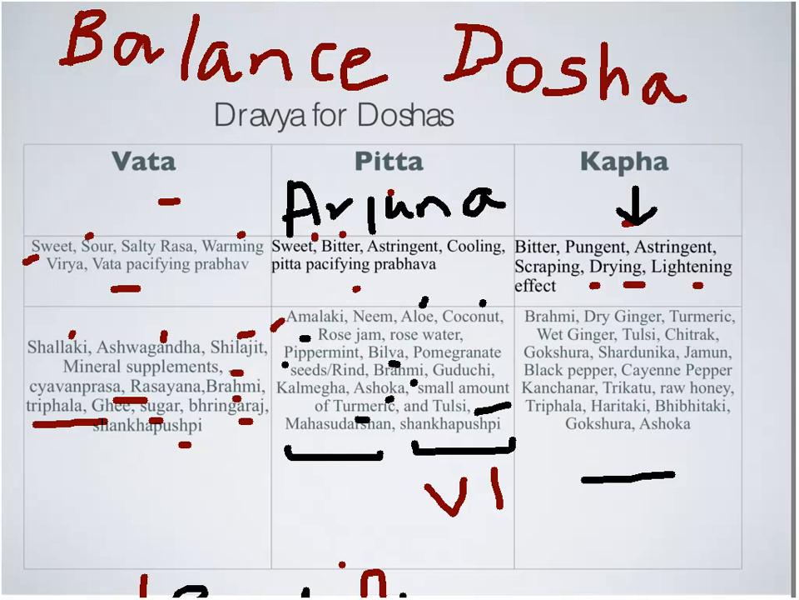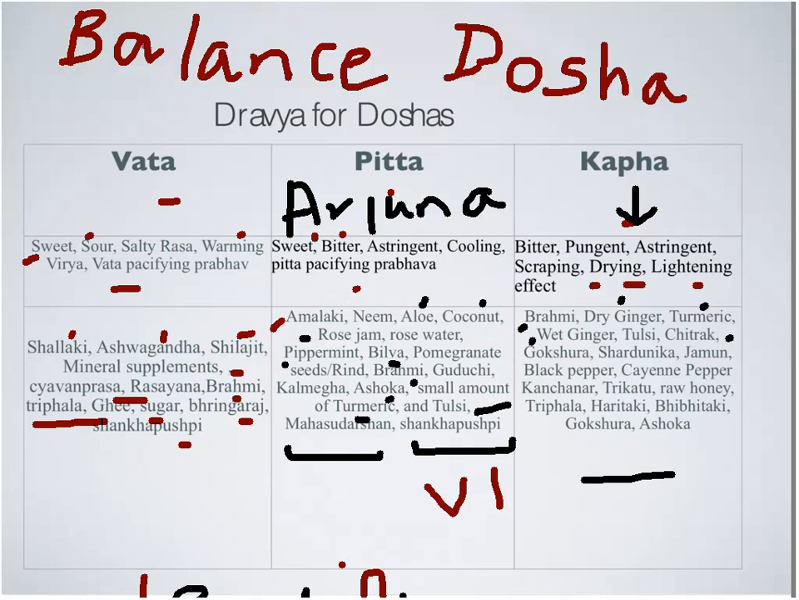Kapha is pretty easy. You have your Brahmi, which has been used for Vata, Pitta, Kapha. Dry ginger. Why dry ginger? Because dry ginger will get rid of the Kapha ama, will get rid of congestion and sinus. It's called amapachan. Dry ginger eats away the ama. Turmeric, wet ginger, tulsi, chitrak, all of these herbs have a very drying, lightening effect. For a Kapha person with weight gain, we also sometimes suggest chitrak. I have my own formula.